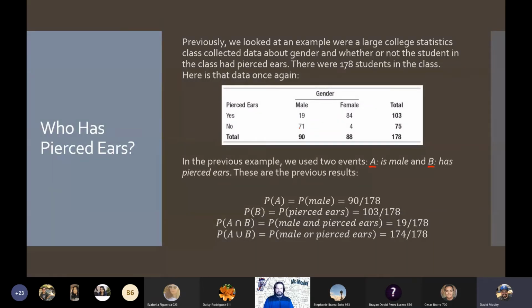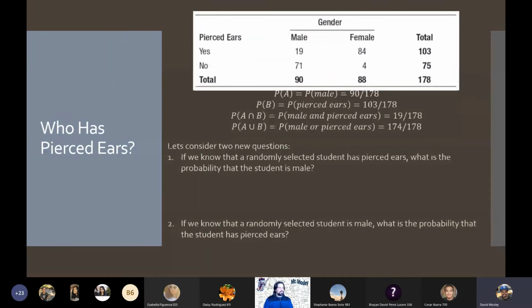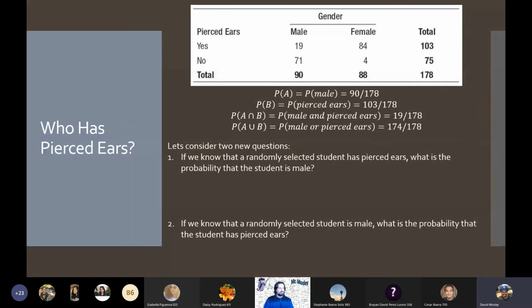All right. So I'm going to ask two additional questions based on the same context and known information. First, question one here. If we know that a randomly selected student has pierced ears, what is the probability that the student is male?